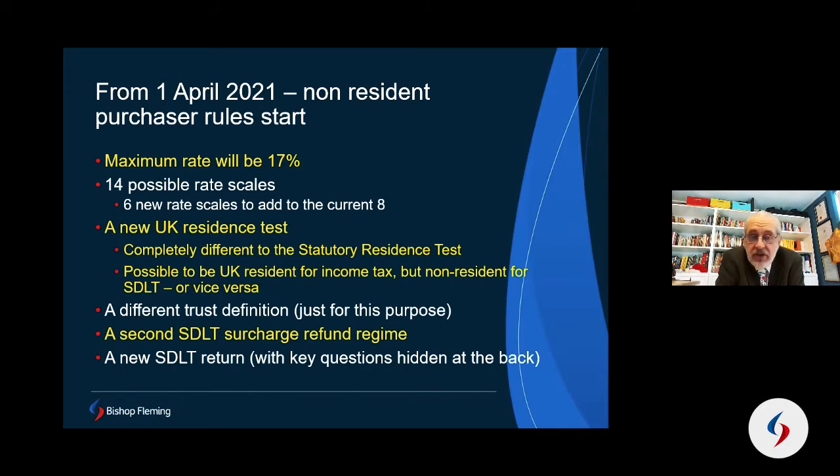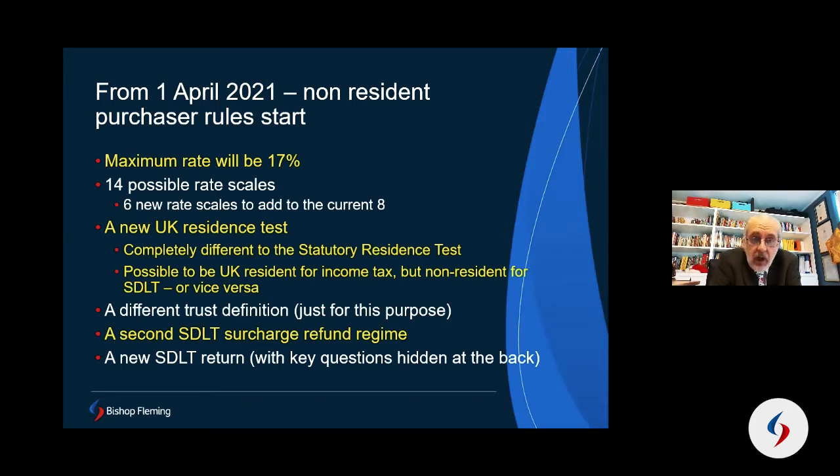And you'll have to decide which of 14 possible rate scales you'll fit into. Now, you may not realise it, but we've already got 8, and now we're adding another 6 on top of that. Now we're talking about non-resident, so you've got to decide who is non-resident or who is UK resident. And rather than using the statutory residence test, which was brought in after a lot of consultation 7 or 8 years ago, we've got a completely different residence test.